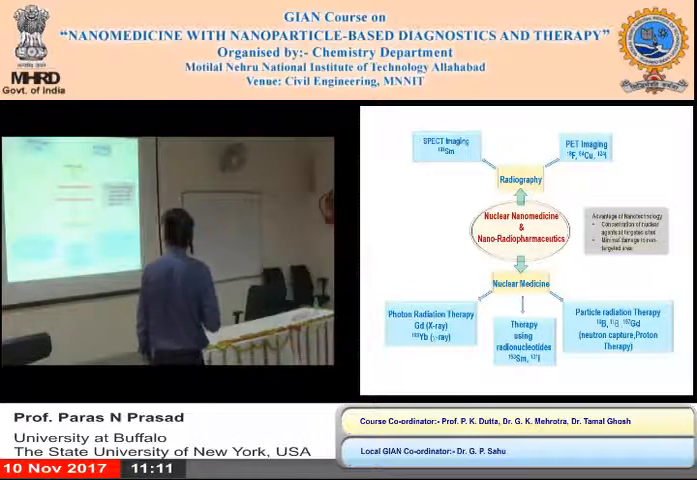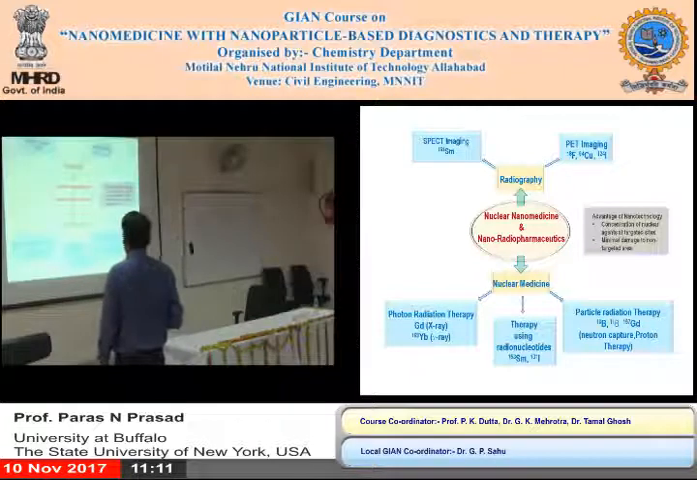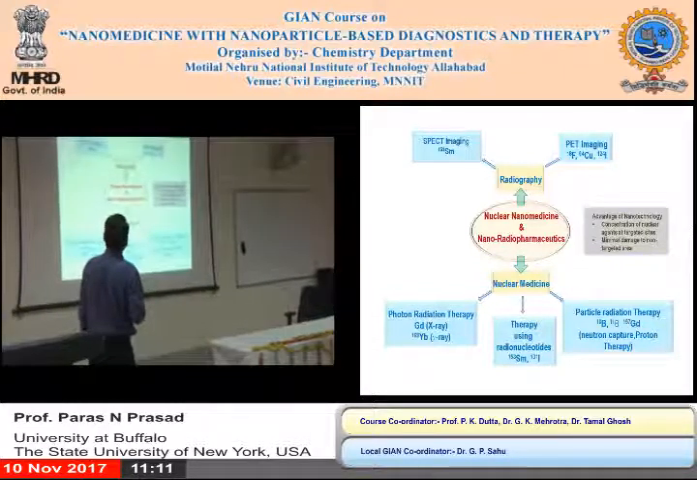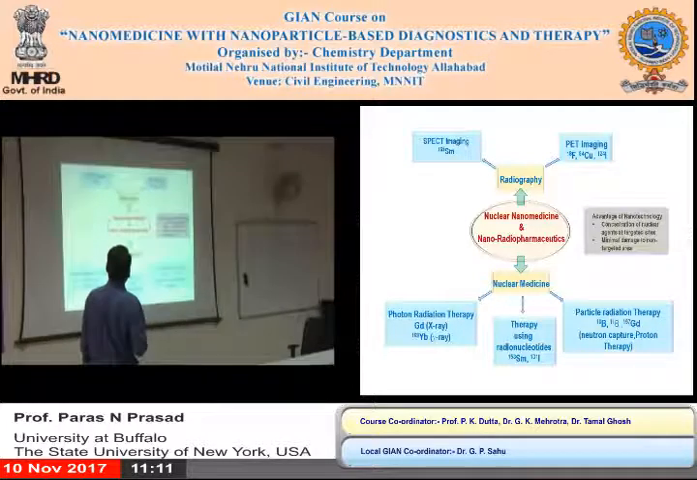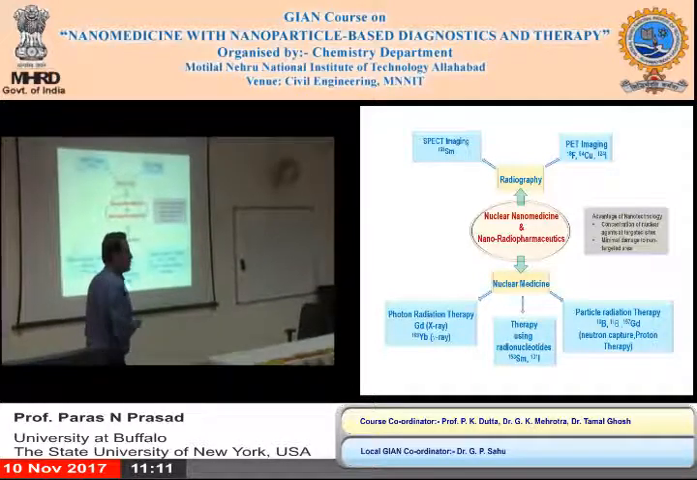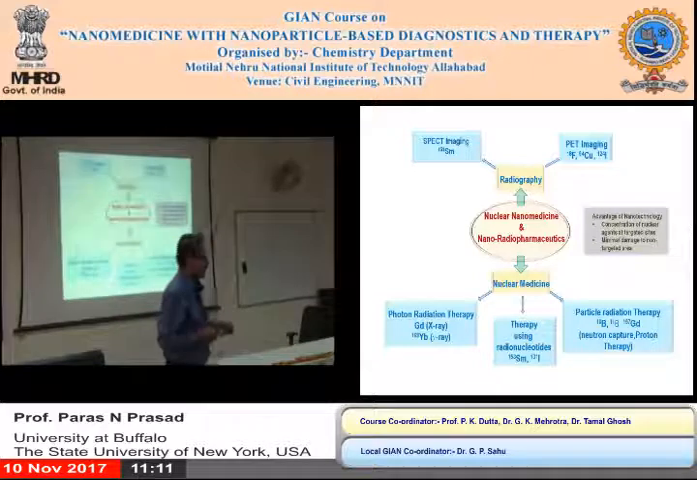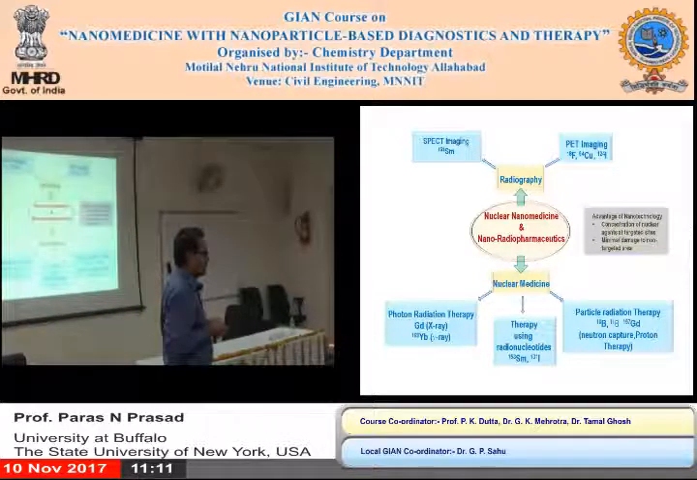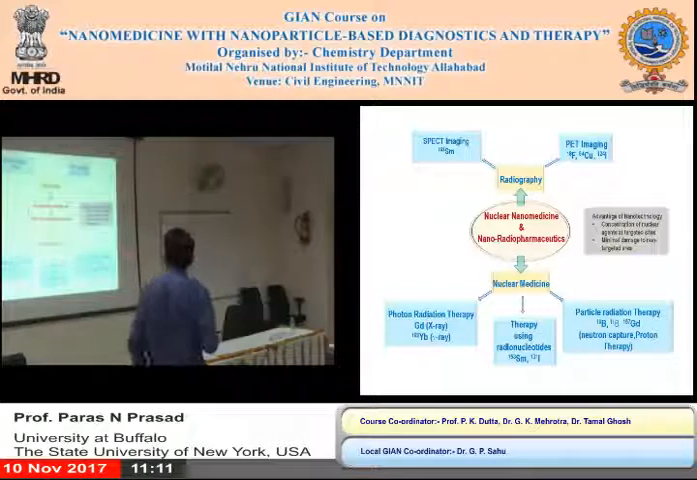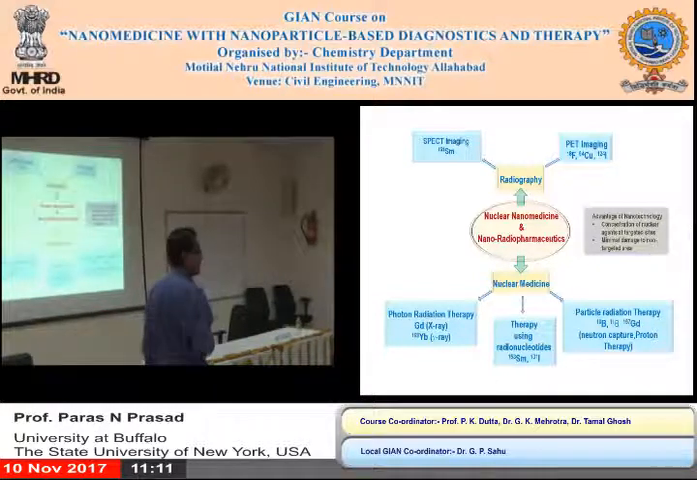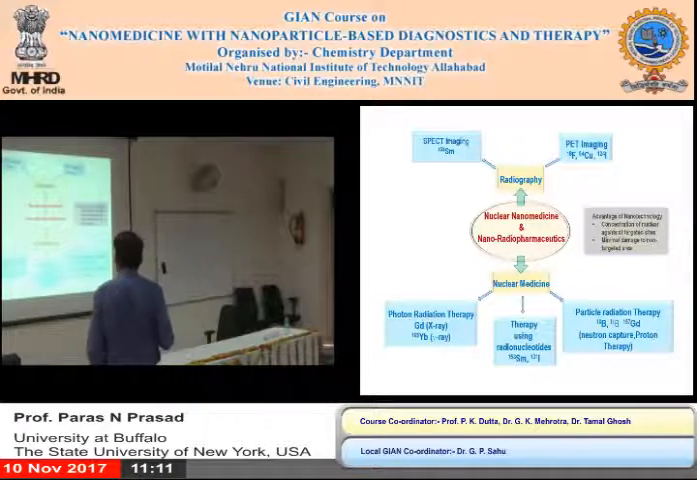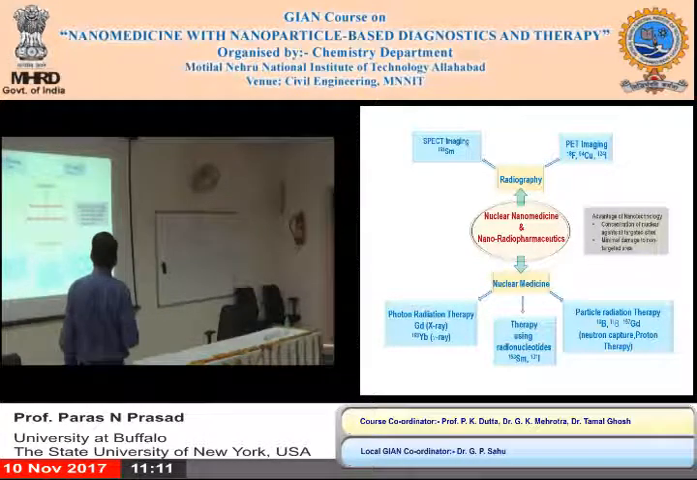Okay. The other one is what we call nuclear medicine. By the way, this is either called nuclear nanomedicine or nanoradiopharmaceuticals. It's like a radiation pharmacy treatment. Okay. So the other part is nuclear medicine, which means nuclear therapy. And nuclear therapy can be of 3 different kinds.